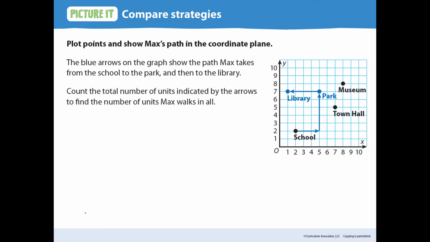Picture it. Plot points to show Max's path in the coordinate plane. The blue arrows on the graph show the path Max takes from the school to the park, and then to the library. Count the total number of units indicated by the arrows to find the number of units Max walks in all. Starting from the school, we counted over 1, 2, 3, and then we go up to the park 4, 5, 6, 7, 8, and then over to the library 9, 10, 11, 12.